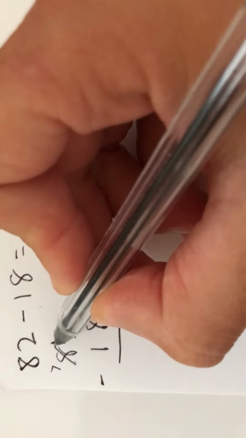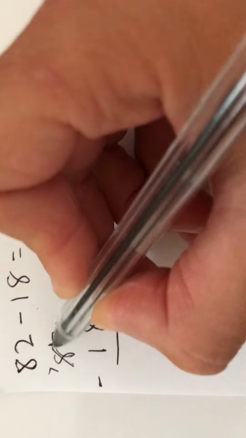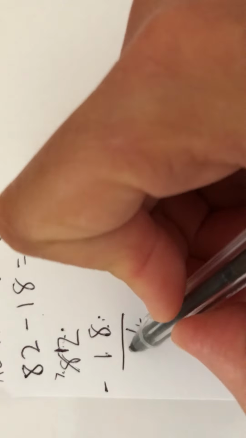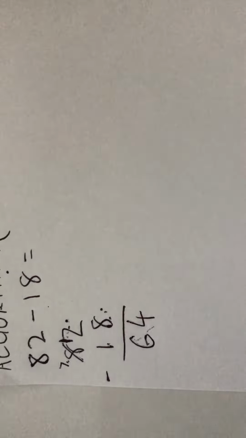Now we're looking at 12, because it has a tens borrowed from the tens column, subtracting 8, which makes 4. This has now become a 70, take away a 10, which is the 60 in 64.